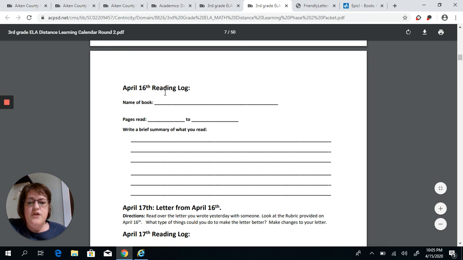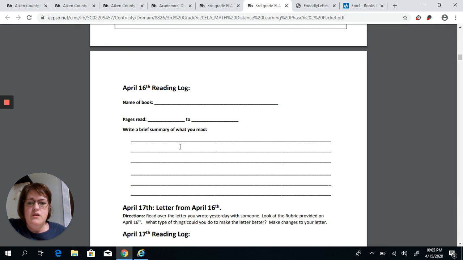Okay. So for your April 16th reading log, you will just write a summary of what you read. That could be fiction or nonfiction, and a summary is just some of the most important parts of what happened in that part of the story. And remember, you may not be finishing a book, and that's totally fine. You're just going to write about the part of the book that you read.